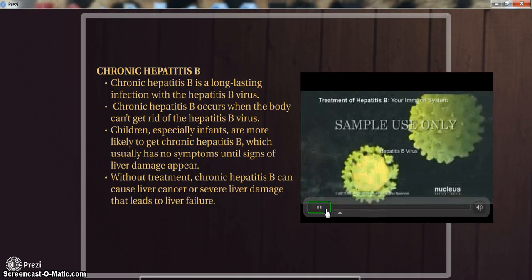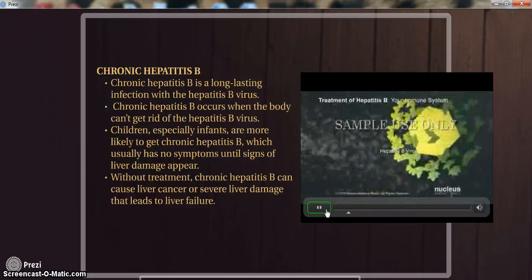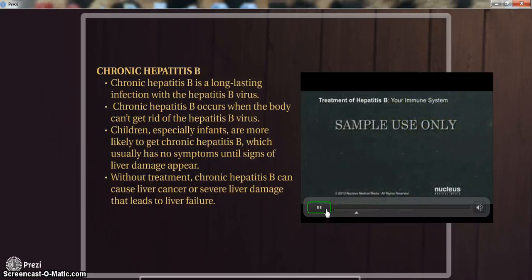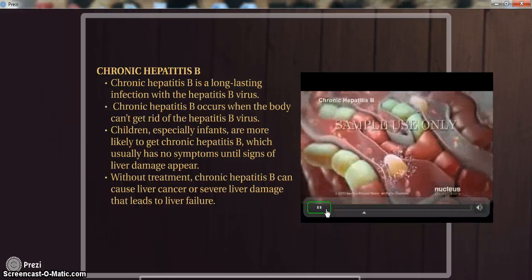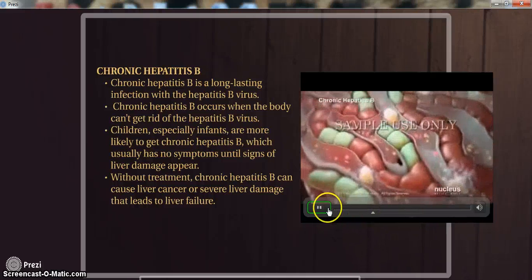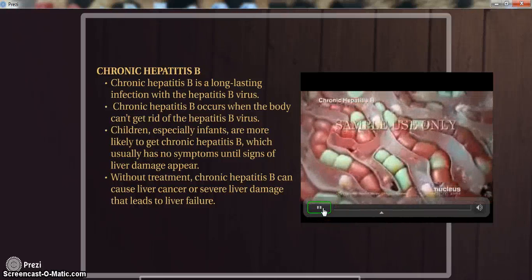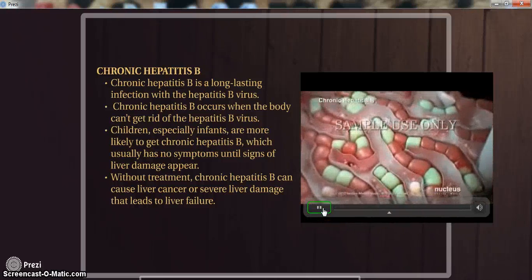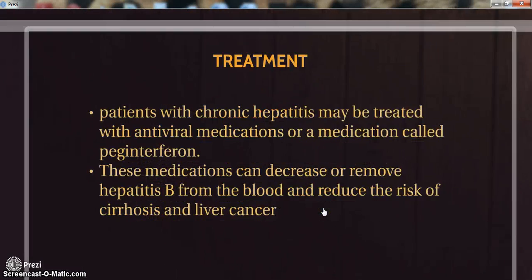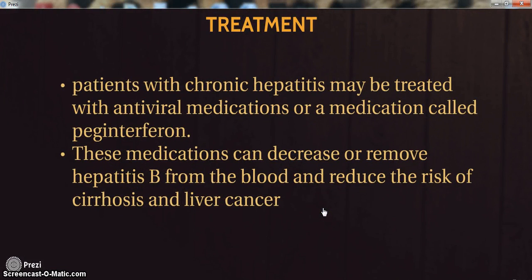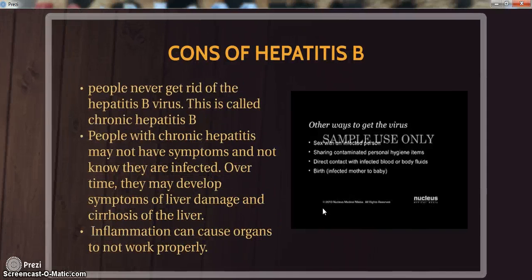If you have hepatitis B, your immune system will usually remove all the hepatitis B viruses from your body. In some people with chronic hepatitis B, particularly children, their immune cells are unable to remove all of the hepatitis B viruses. The treatment: patients with chronic hepatitis B may be treated with antiviral medications or a medication called peginterferon. This medication can decrease or remove hepatitis B from the blood and reduce the risk for cirrhosis and liver cancer.